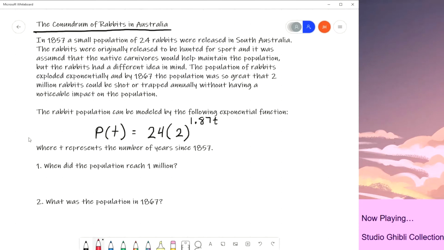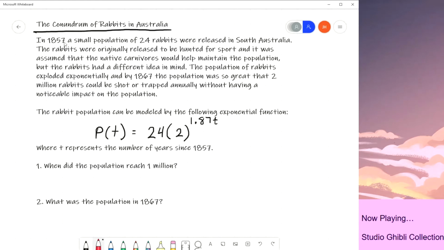So to start off things today, I wanted us to explore applying our new knowledge of using exponentials and logarithms as inverses in order to solve some modeling problems. So here I have an application problem which involves exponential growth, and we're going to use logarithms and exponentials to be able to solve it. So here it is. The conundrum of rabbits in Australia. This is one of my favorite exponential growth problems.